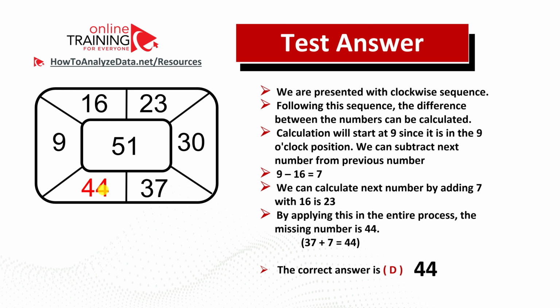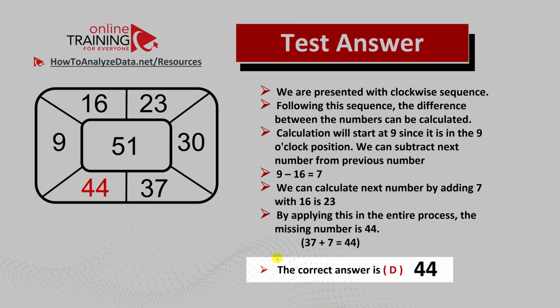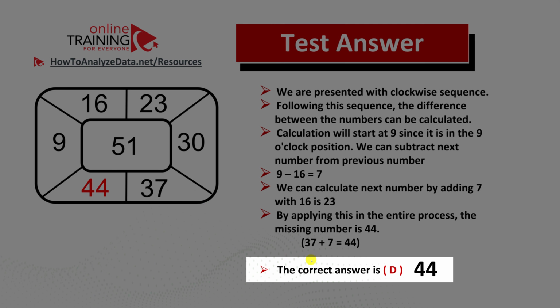Let's reaffirm that our calculation is correct by adding 7 to 44. 44 plus 7 is 51, so that's the next number in the sequence. So the correct answer here is choice D, 44.